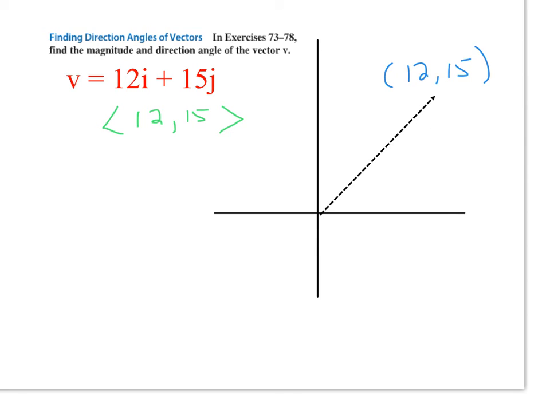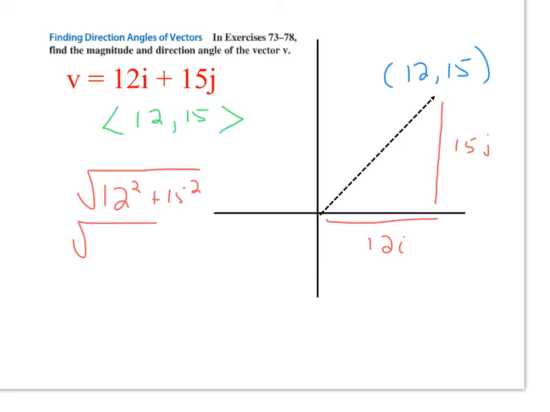So we can actually label that in. I'm going to draw that in a little bit right here. I'll do it in red. So this is 12i. And this is 15j. Okay? So if I want to find, first of all, let's find the magnitude of this. We're just going to do the square root of, using the Pythagorean theorem or the distance formula, 12 squared plus 15 squared. Of course, that's the square root of 144 plus 225.